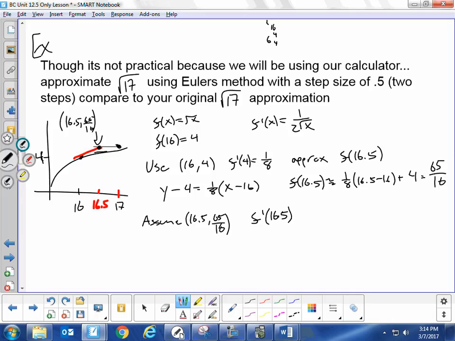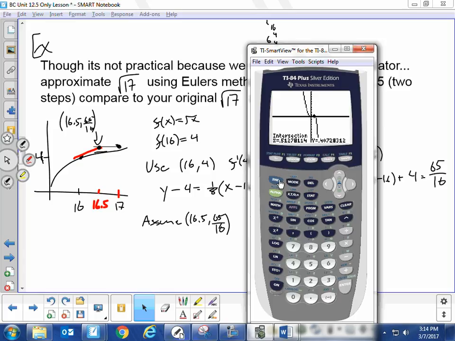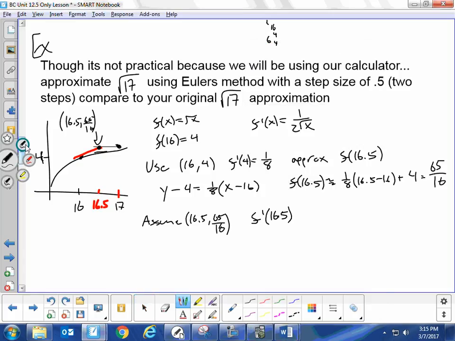Now that means I have to plug in 16.5 into 1 over 2 root x. That's not something we can do by hand. So again, this is not a practical example. In the future, we will be able to do these questions by hand. But let's just, whatever, I'm going to just write it out. So I'd have 1 over 2 root 16.5. That's my derivative.